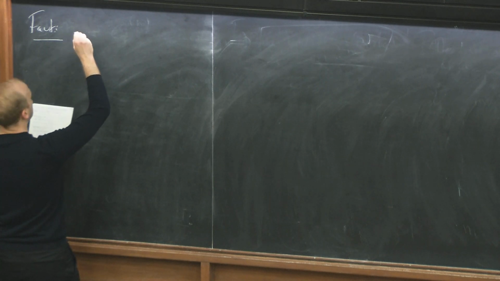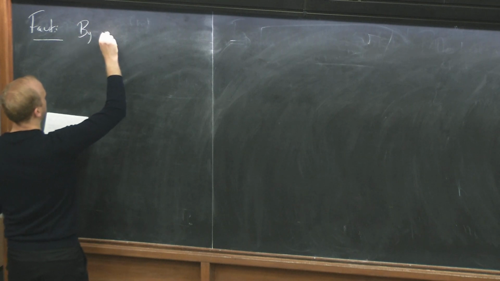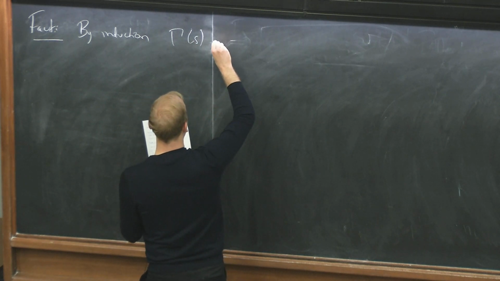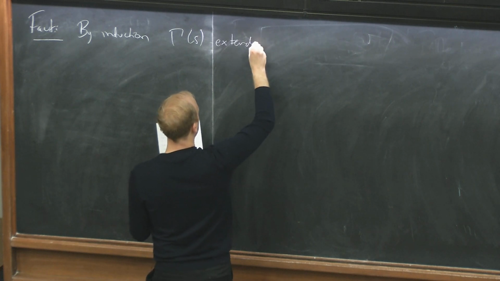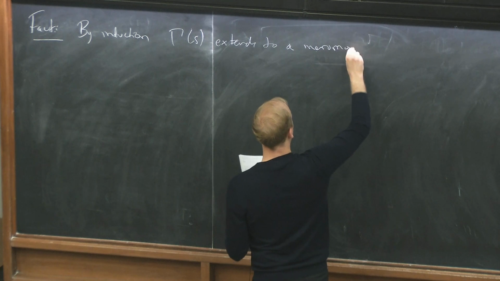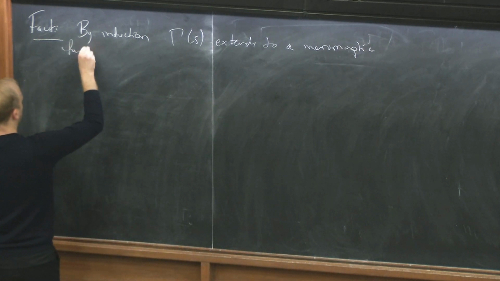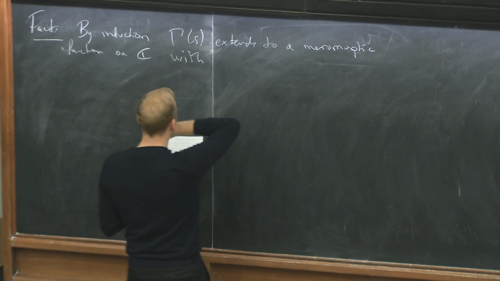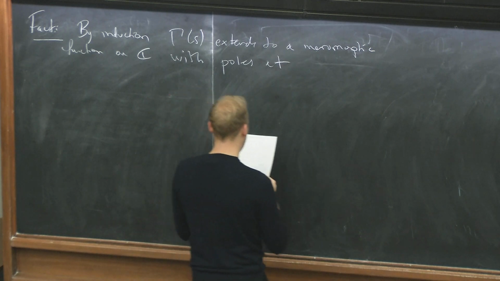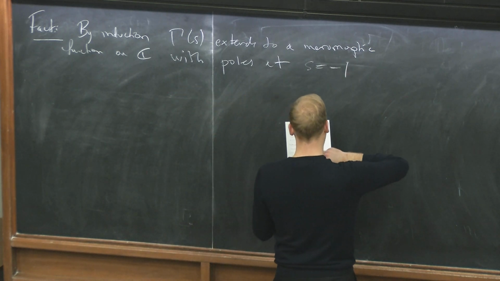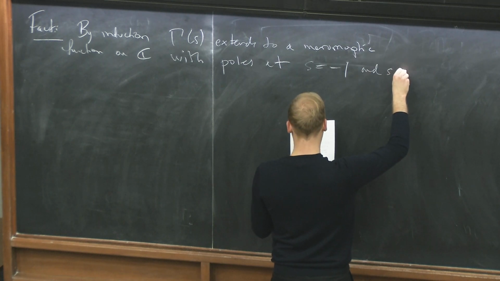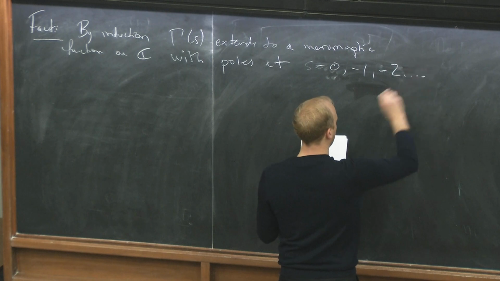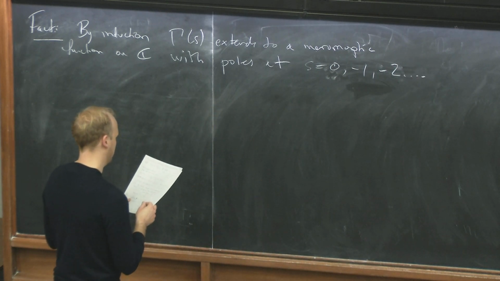I wanted to also say this, that by induction, I will explain what I mean by that, gamma of s we can actually extend to a meromorphic function on all of C, which has certain poles, with poles at s equal to 0, -1, -2, -3, and so on.